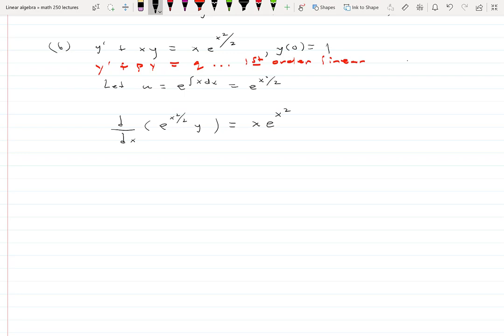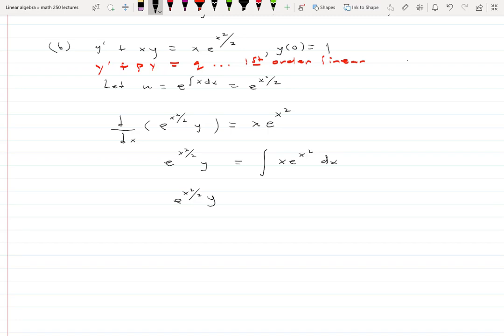Then I integrate both sides with respect to x. So e to the x squared over 2 times y is going to equal the integral of e to the x squared with respect to x. The integral on the right-hand side is very simple.